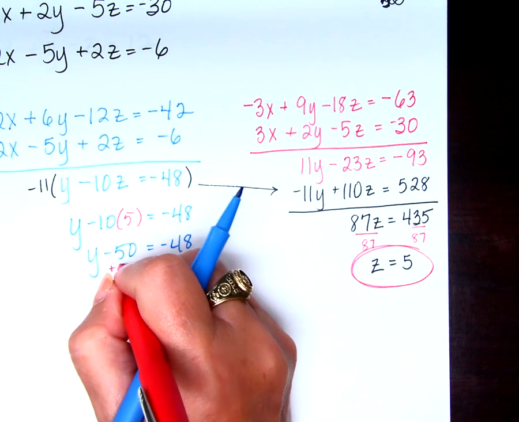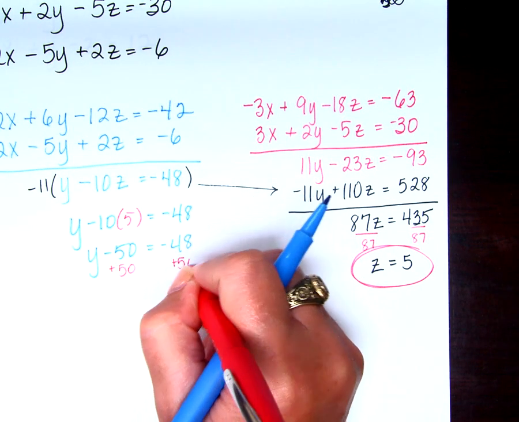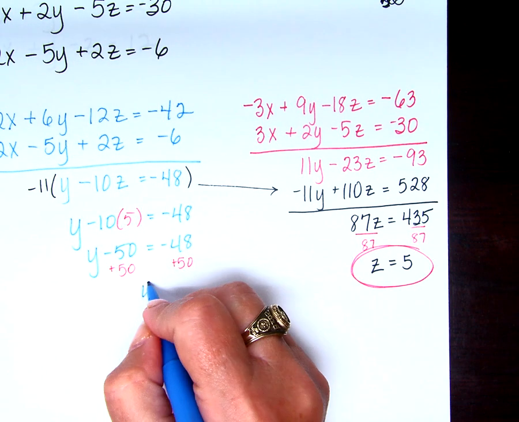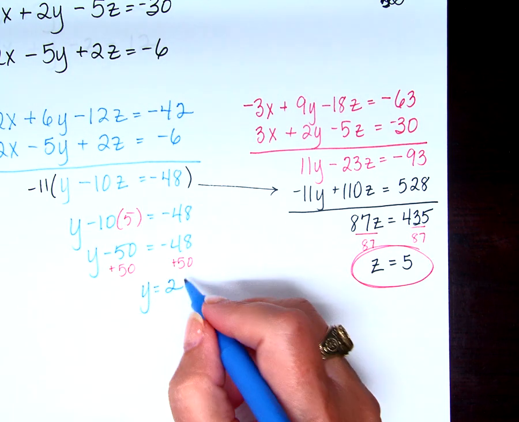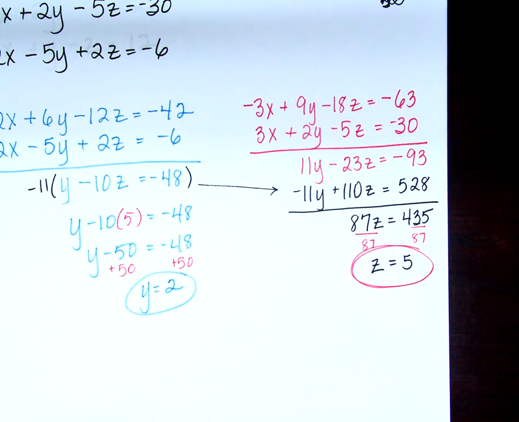And if I add 50 to both sides, what does y equal? 2. Very good. Oh, you did that so fast. And now I know y and z. So now I'm done, right? No. Oh, I gotta find x. Dang x. Where do I want to go to find x?